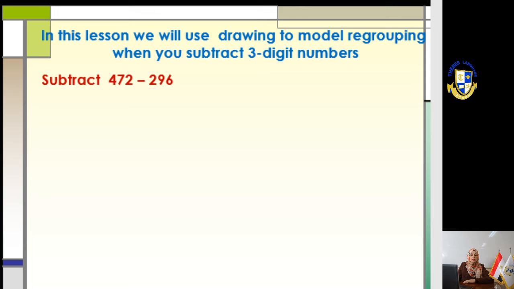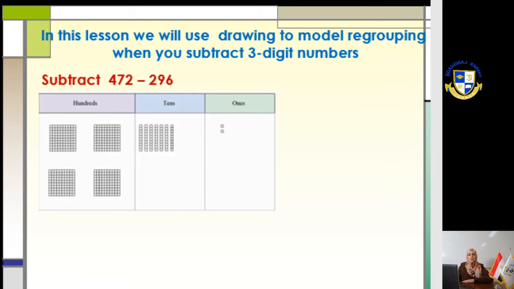Let's start with 472 minus 296. Remember, whatever the number of digits you have, you always start with the ones, and then the next place value, tens, then hundreds. So let's draw first. 472 will be 4 blocks of hundreds, 7 tens, and 2 little ones, minus 296.